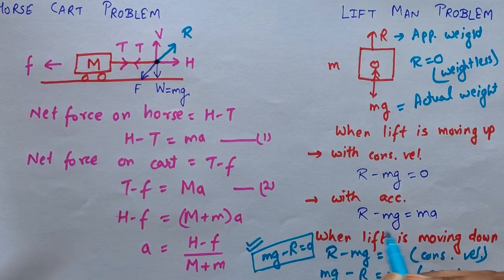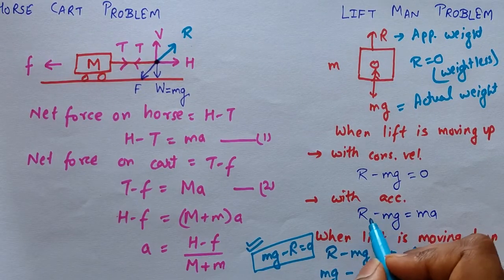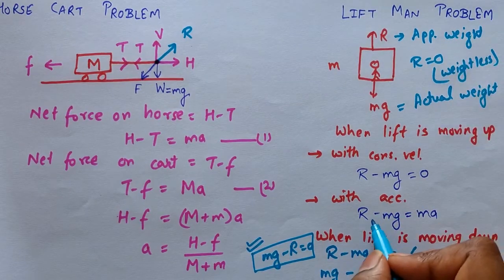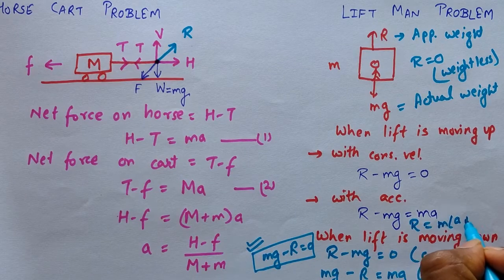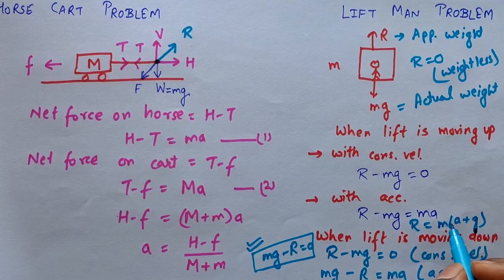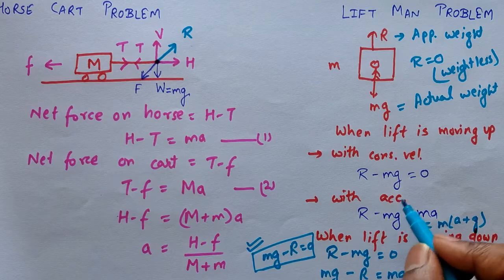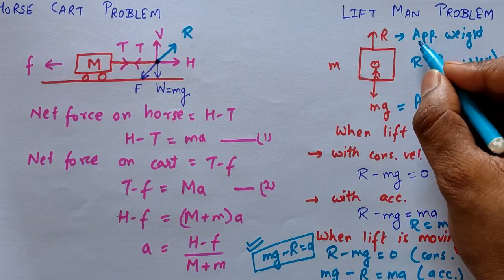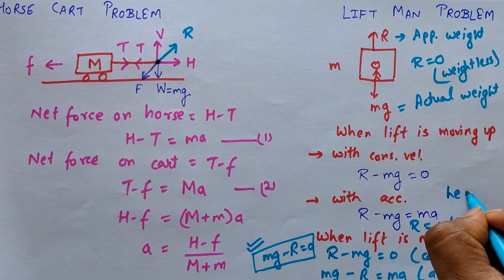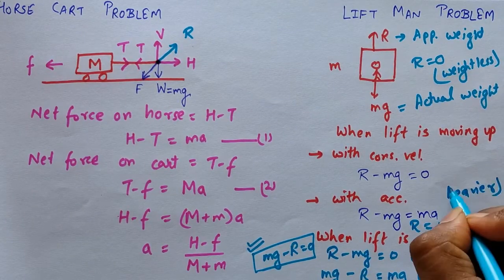In this situation, when the lift is moving up with some acceleration, what will be the apparent weight of the man? It will be R equals m(a plus g). It means it is more than mg. So I can say that when the lift is moving upward with some acceleration, the person will feel heavier because his apparent weight is increased.